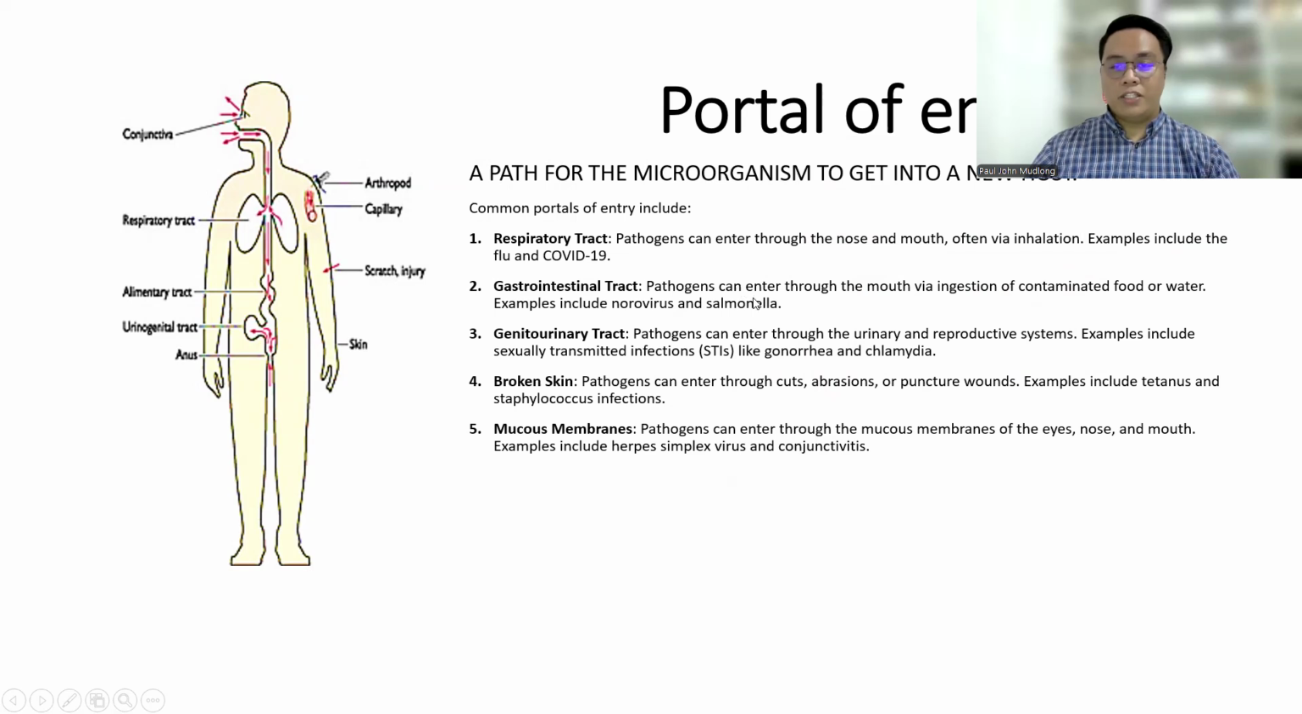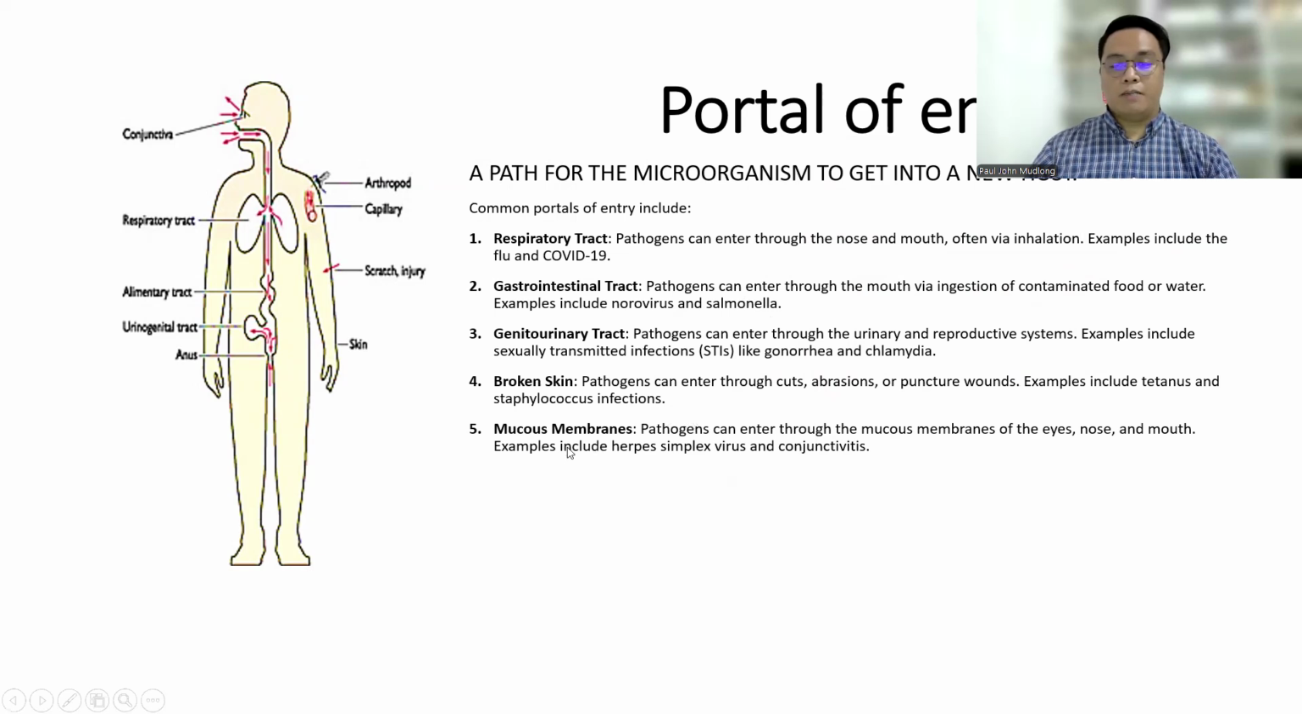Genitourinary tract pathogens can enter through the urinary and reproductive systems. Examples include STDs or STIs, sexually transmitted infections like gonorrhea and chlamydia. Number four, broken skin. Pathogens can enter through cuts, abrasions, or puncture wounds. Examples include tetanus and staphylococcus infections.